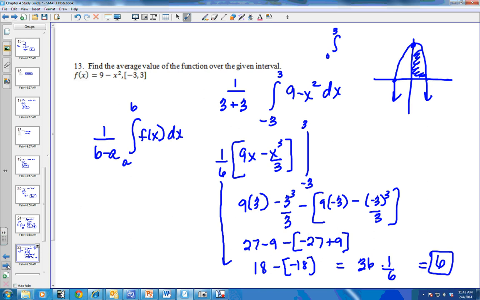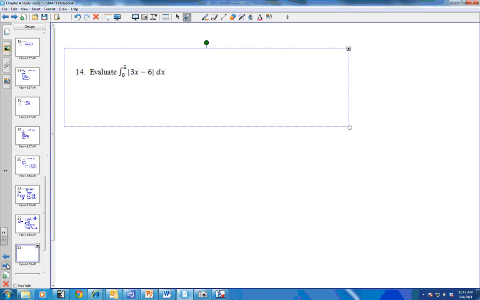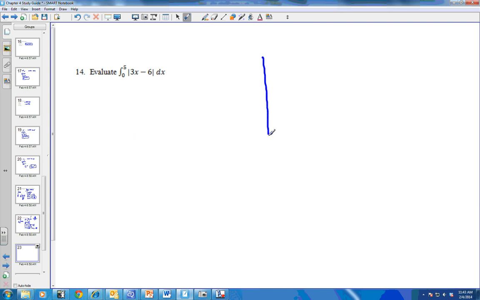Okay, number 14. Anytime we have absolute values, then we need to see what this graph looks like because I need to separate this into two separate integrals. We should know that when I graph this from 0 to 5, okay, 0, 1, 2, 3, 4, 5, that this is going to be shifted to the right 2 places.